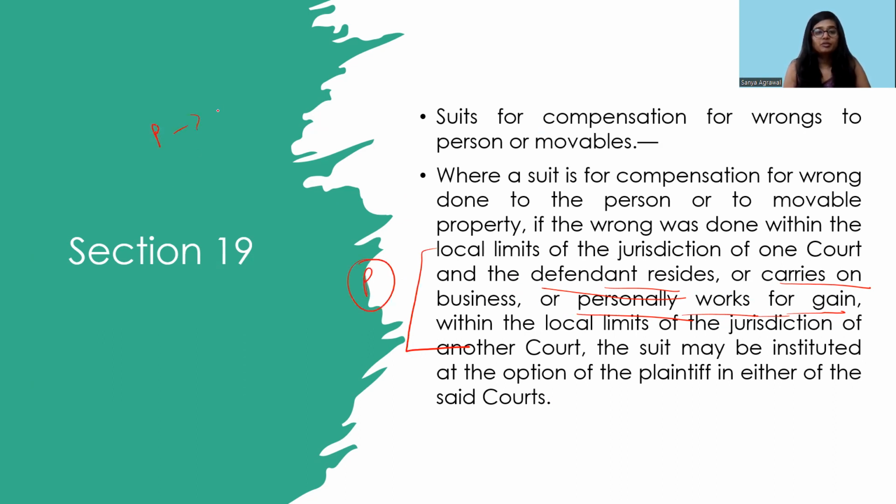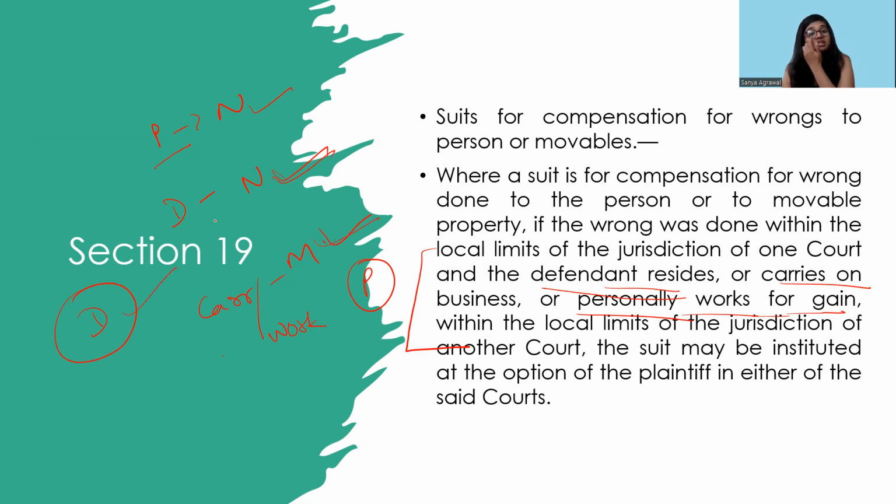Suppose the plaintiff lives in Nagpur, the defendant also lives in Nagpur, but the defendant carries on business or works for gain in Mumbai. So the plaintiff will have an option of filing the suit either in Nagpur or in Mumbai. Also, if the cause of action has happened in another place, let's suppose the cause of action occurred in Delhi, then the plaintiff will have an option of filing a suit either in Nagpur or in Delhi or in Mumbai.